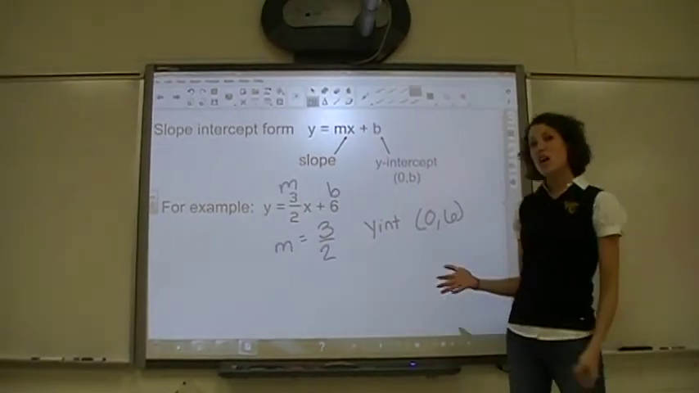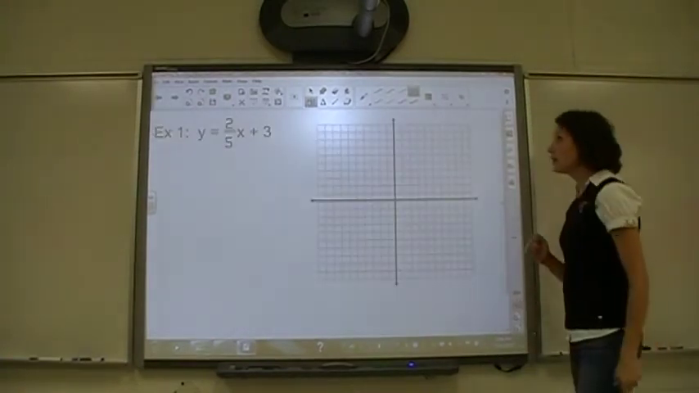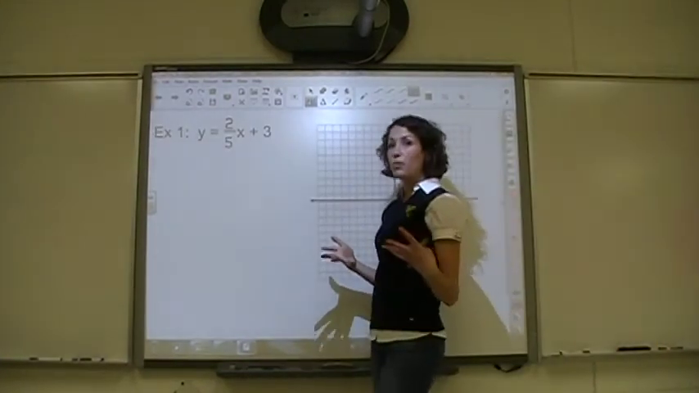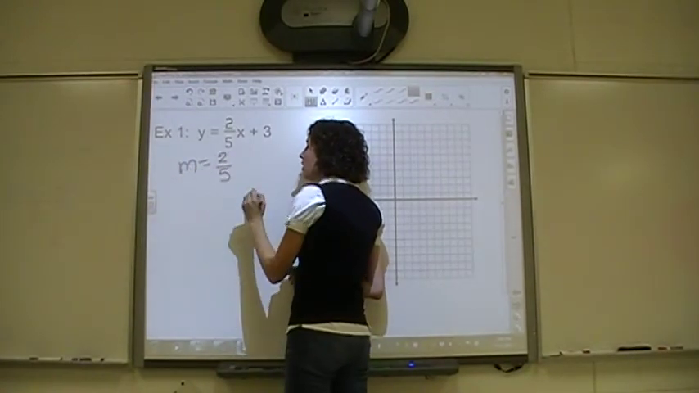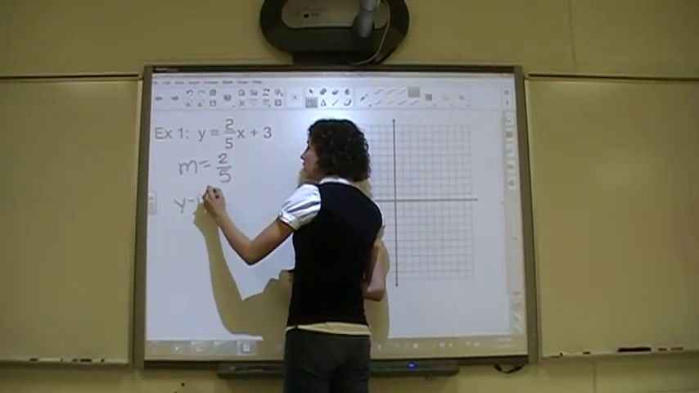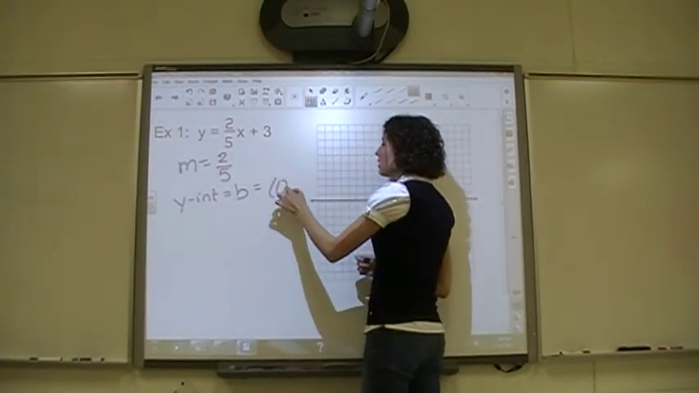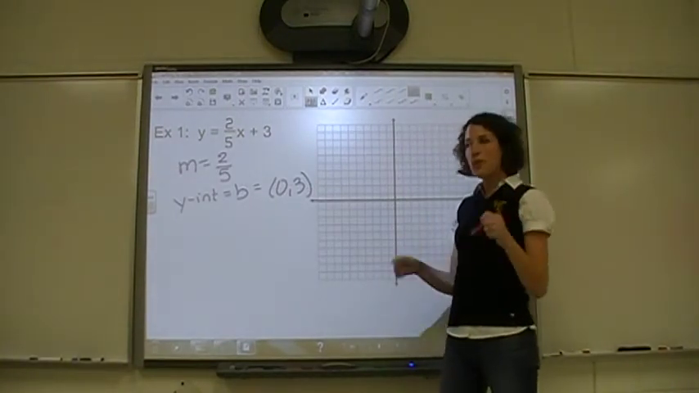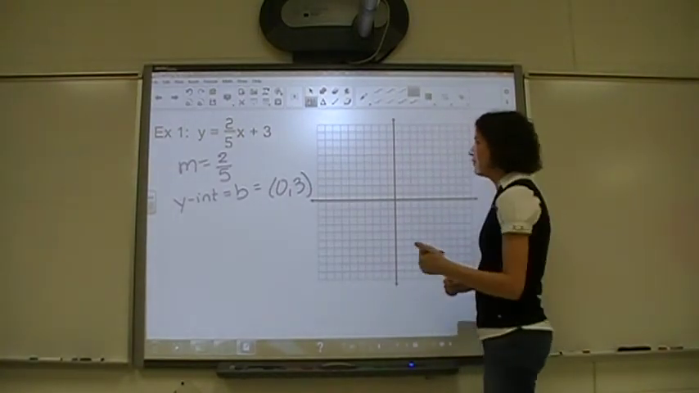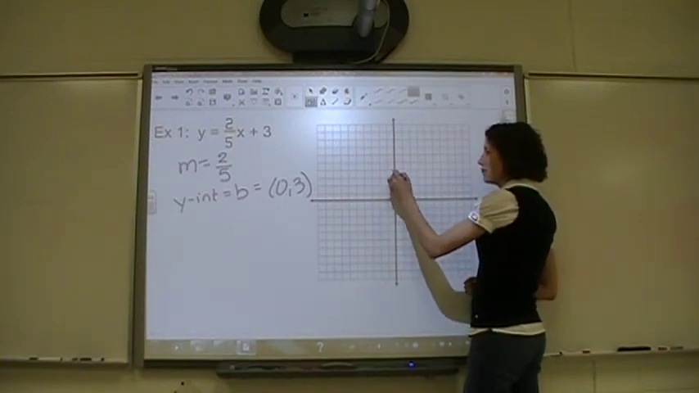So let's go ahead and talk about how we're going to graph by using the slope-intercept form. It's really simple. You always want to find out what your slope is, your m. Your m is 2/5. Your y-intercept, or your b, in this case is going to be (0, 3). From there, you always graph your y-intercept first. So graph your y-intercept, (0, 3). You go over 0, up 1, 2, 3.